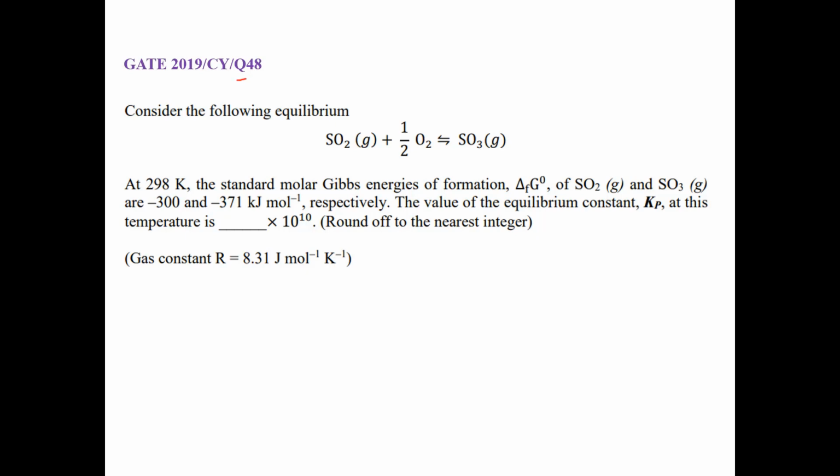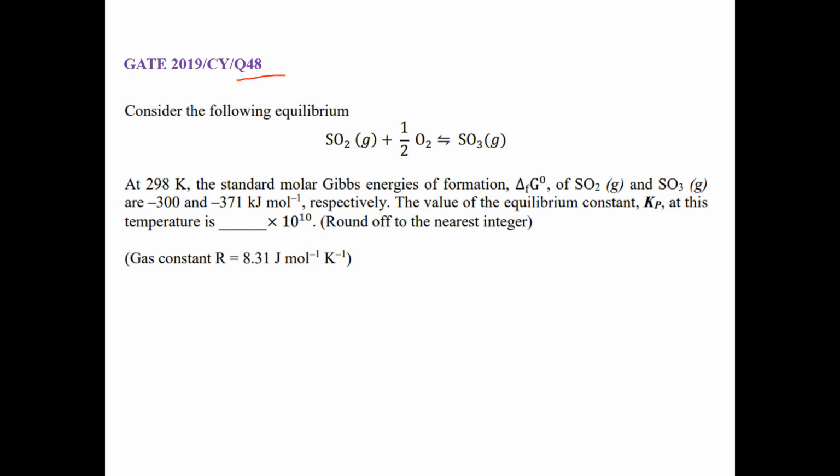We are going to discuss question number 48 of Chemistry GATE 2019. Let us go through the question. Consider the following equilibrium: SO2 gas plus half O2 in equilibrium with SO3 gas. At 298 Kelvin, the standard molar Gibbs energy of formation, delta fG0, of SO2 gas and SO3 gas are minus 300 and minus 371 kilojoule per mole respectively.